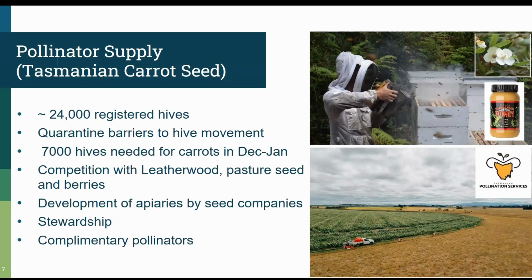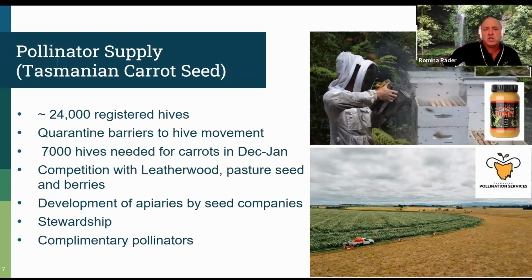It also flowers in December, January. So if you're a beekeeper in Tasmania, your primary focus is on leatherwood because that's where a lot of your income is going to come from. But we also have other crops in that critical summer period that also need to be pollinated. So pasture seed, particularly clover seed crops, and there's a lot of berry production in tunnels that also needs to be pollinated at the same time. And so it's a real pinch point for us.